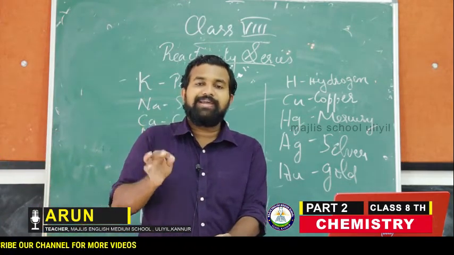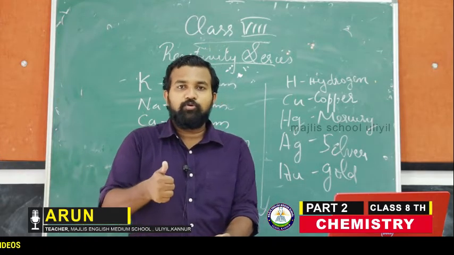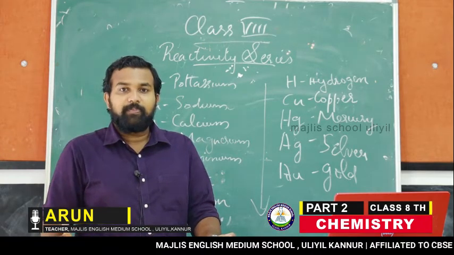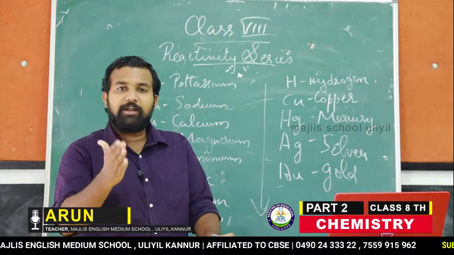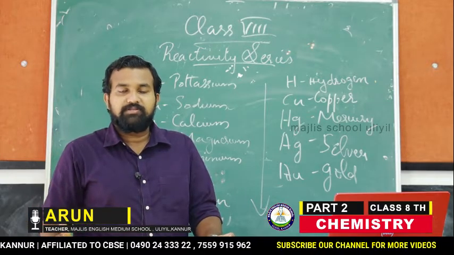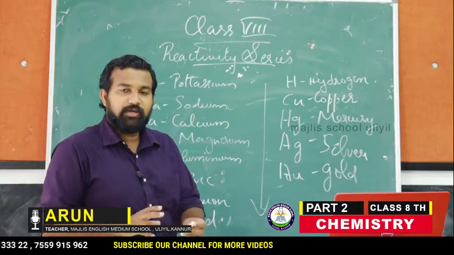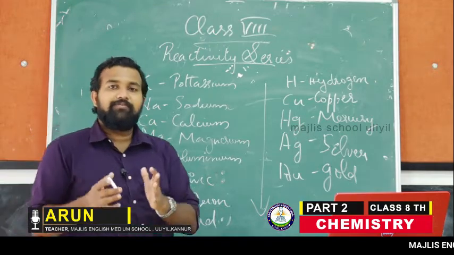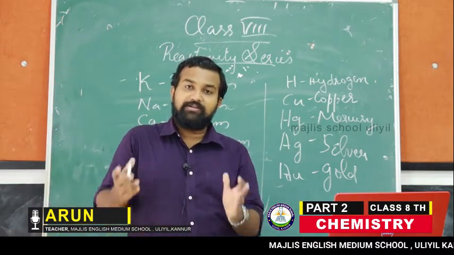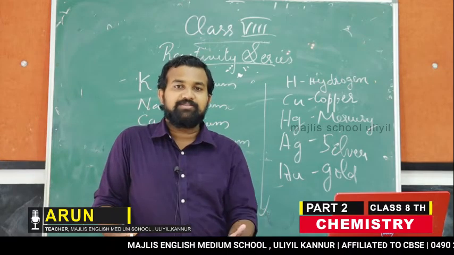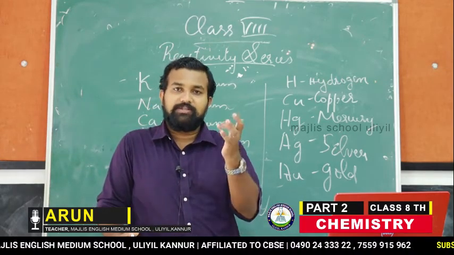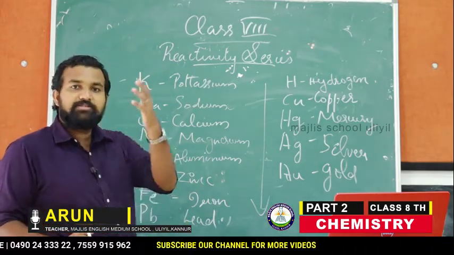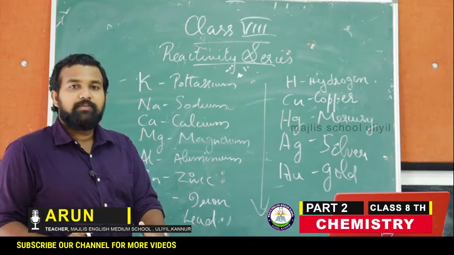So what is the reactivity series of elements? I have told you some metals are more reactive, some metals are less reactive. Reactivity means the strength of the element to undergo reaction. According to their strengths, scientists and chemists have done a lot of experiments on the reactions of each element with water, with oxygen, with acids, etc. And from that they have tabulated a list of elements.